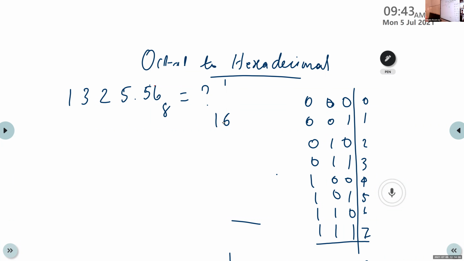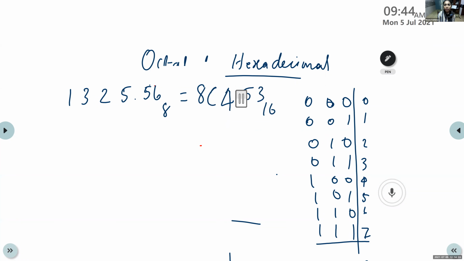Rahul, what is the answer? 7B. Okay. Dia? 8C4.53. Ma'am, actually, I did not get the concept of this one. What, Dia? Ma'am, the answer is 8C4.53. Okay. Reem, could you explain the concept once more?